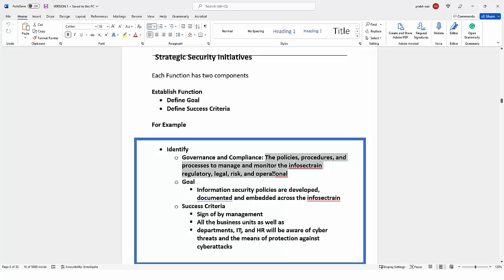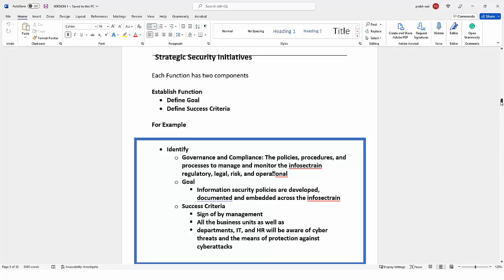And how to measure that? Like sign off by the management and all the business units, as well as departments like IT and HR being aware of threats. So that is basically the success criteria. So for every security initiative, we need to define the goal, we need to define the success criteria, and we need to define the intent. So here I have taken one example, like identify.